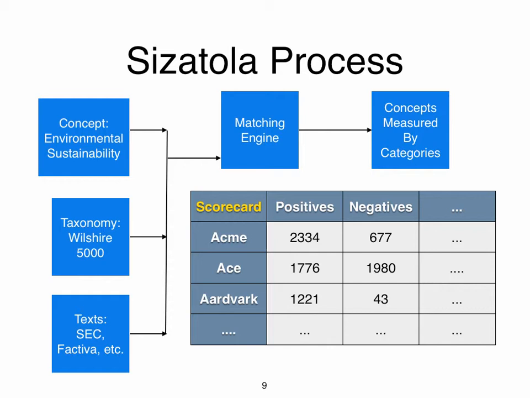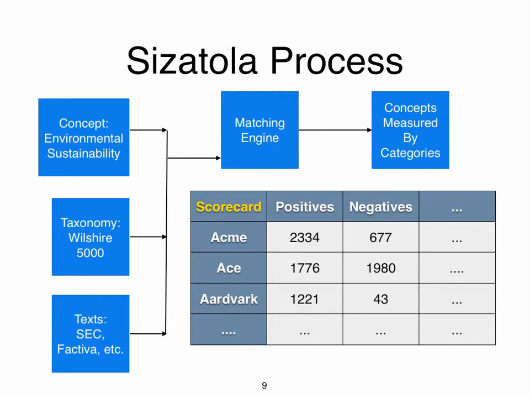So we call this report a scorecard. In the left column you see example companies, notional companies from the taxonomy, and in the two columns you see the positives and negatives. So these are two aspects or sub-concepts, if you will, associated with environmental sustainability.